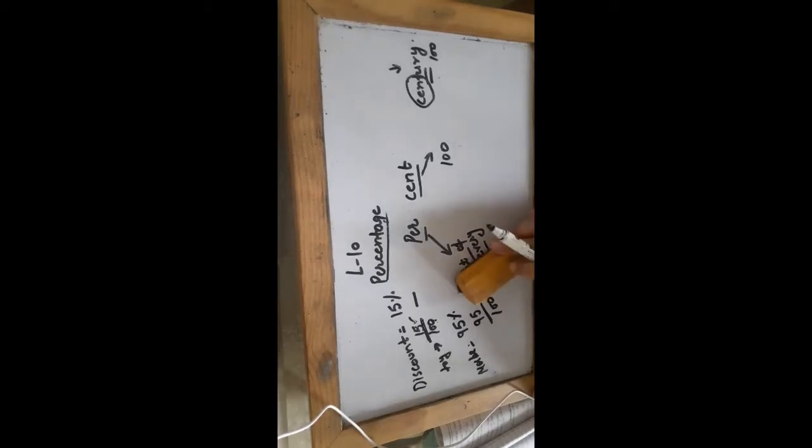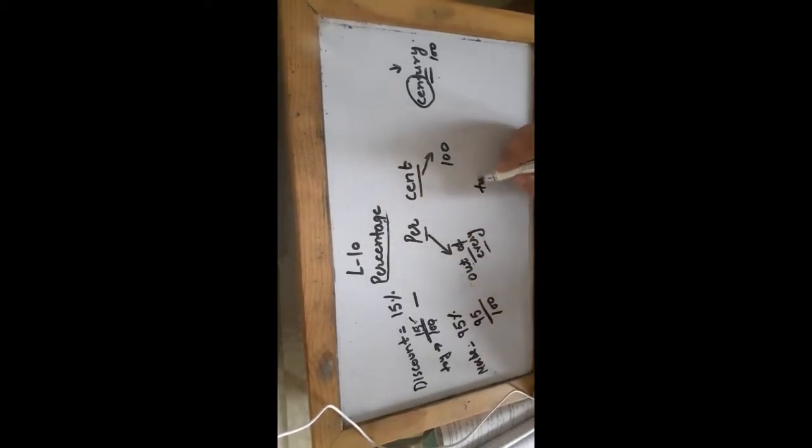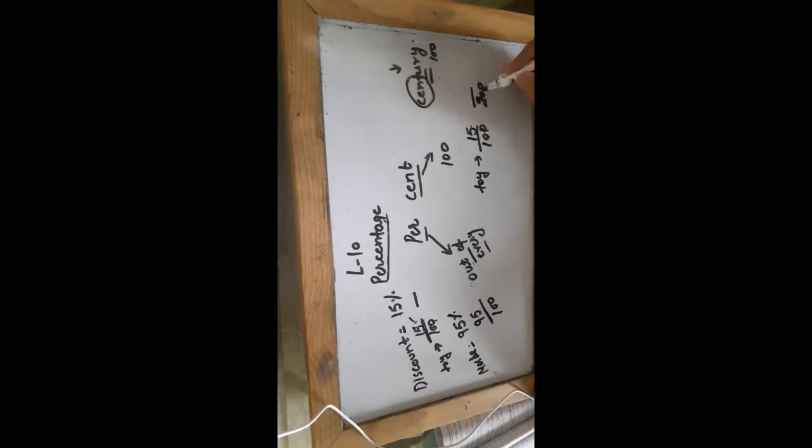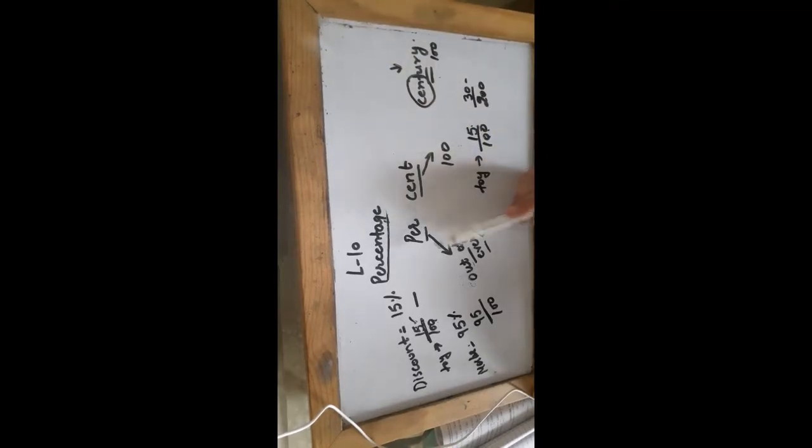Now I said out of every 100. The toy, I said if it is of 100 rupees, you will get an off of 15 rupees. Now if the toy is of 200 rupees, it means you will get a discount of how much? This 100 has become 200. So for every 100 you will get a discount of 15 rupees. So if it is 200 rupees, you will get a discount of 30 rupees. Okay, so percent means out of every 100.